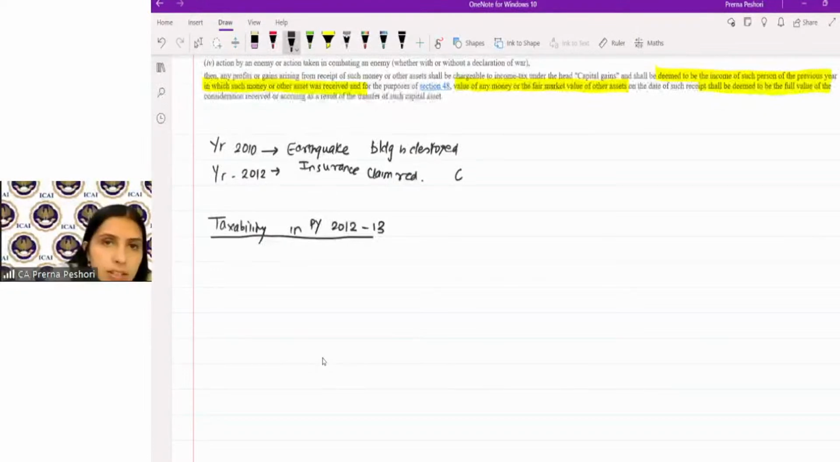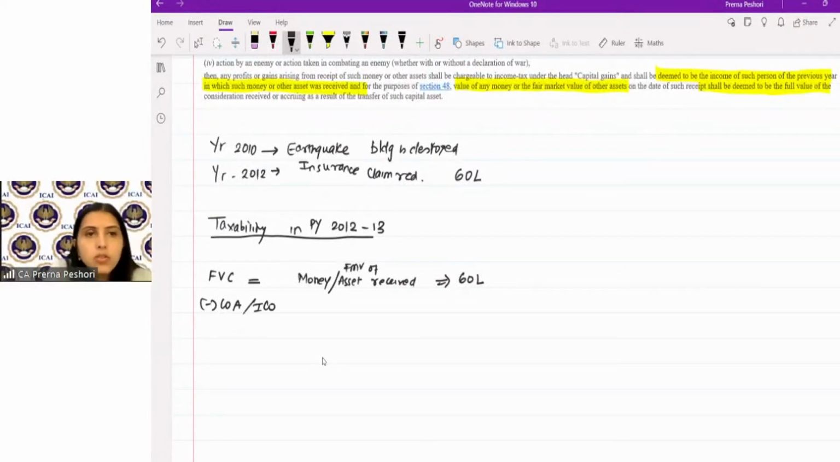And what will be the full value of consideration? Let's say I have received 60 lakhs as the compensation. So my full value of consideration will be the money or FMV of asset received, which is in this case money is 60 lakhs, minus the cost of acquisition or indexed cost of acquisition, right? Let's say my cost was rupees 40 lakh. So in this case, it will be 40 lakhs. Correct?